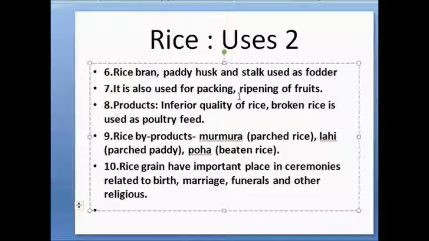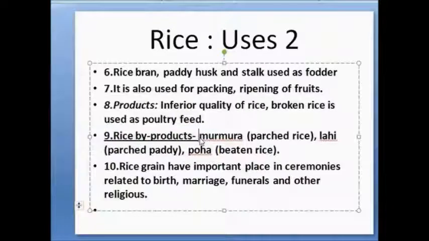Then sometimes the inferior quality rice, what we call broken rice, while pounding paddy, we get some seeds of rice broken. Hence, this broken rice is used as poultry feed, which is more economic and easily available to poultry rearers. Other products of rice, particularly in the Indian climate, we can see that rice is used for making murmura, that is called parched rice.